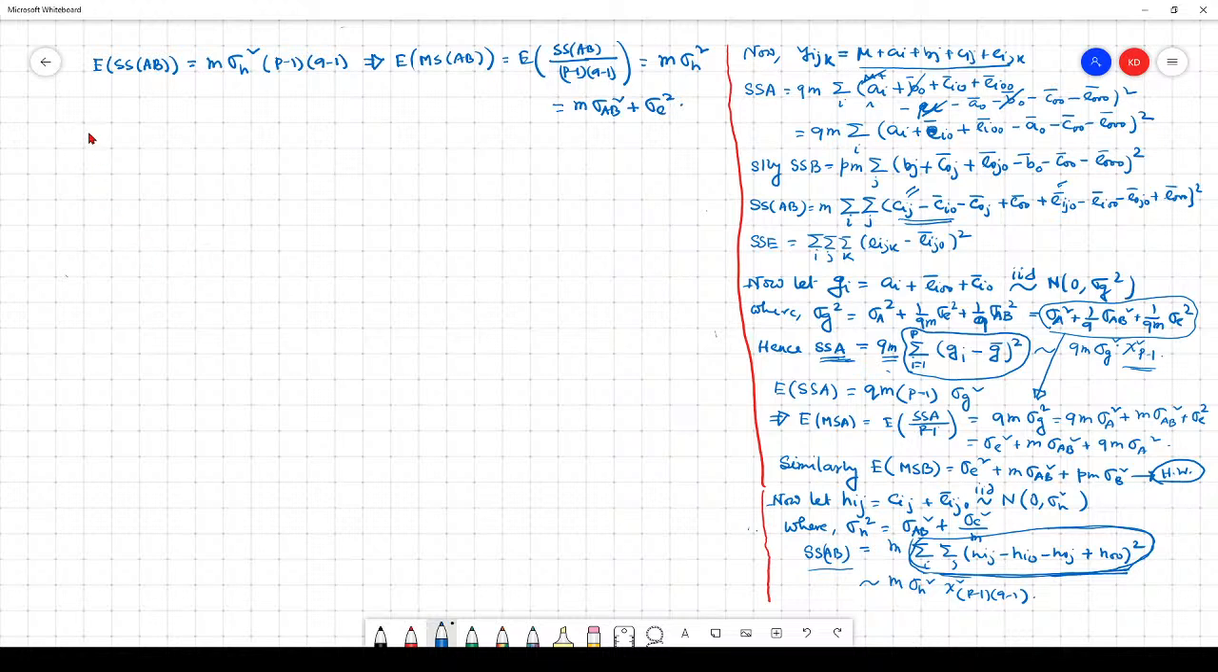Similarly, further you can find, this is your homework, the expectation of MSC, which is equal to sigma E square. Please do it and then submit. This is your homework. So you have two homeworks.